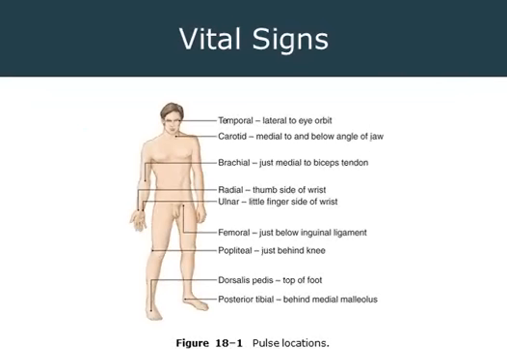So, places in which we can locate a pulse. The temporal artery, which is lateral to the eye orbit, so it's almost halfway between the top of your ear and the corner of your eye. Just about halfway in there, maybe up just a hair, you could find the temporal artery. The carotid artery, of course, in the neck.